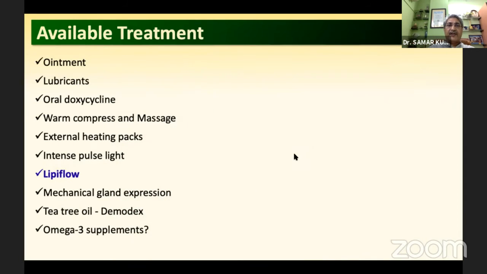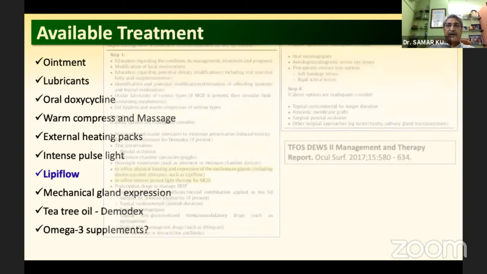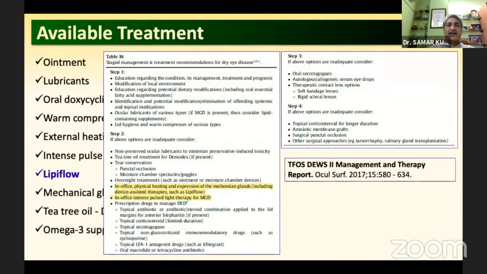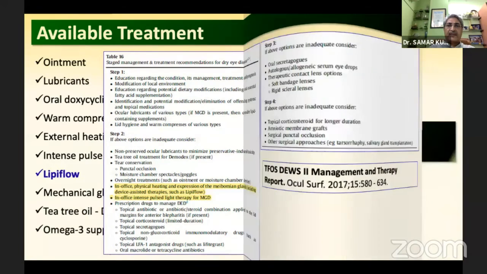So the available treatments for MGD, starting from ointment, lubricant, oral doxycycline, warm compress and massages, then external heating packs, intense pulse light or IPL, then the LipiFlow system, and meibomian gland expression, which is done mechanically. Then for Demodex, we have tea tree oil and omega-3 supplement. So there is a huge list, and accordingly you go stepwise as per your grading of dry eye and meibomian gland dysfunction.